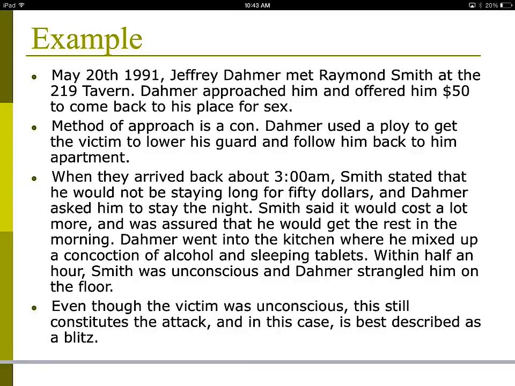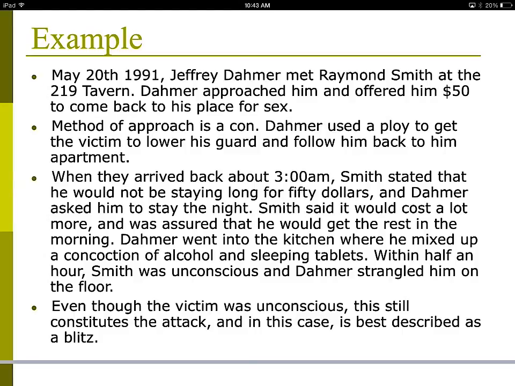On May 20th, 1991, he met Raymond Smith at a tavern. He approaches him and offers him $50 to come back to his place to have sex. The method of approach is a con. Dahmer used a ploy to get the victim to lower his guard and follow him back to his apartment. The ploy was that they were drinking at the bar, and he slipped sleeping pills into his drink.